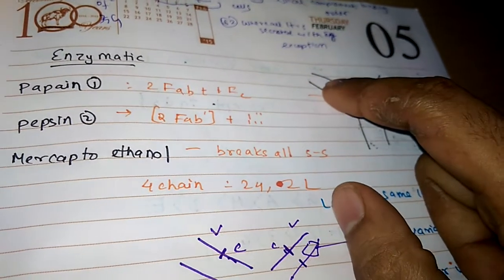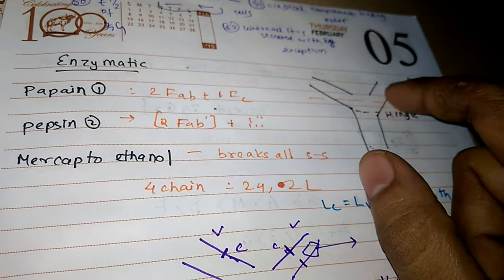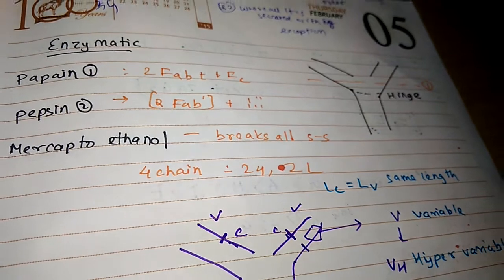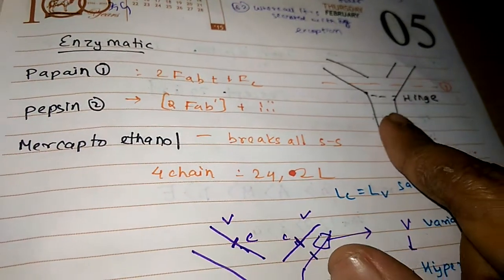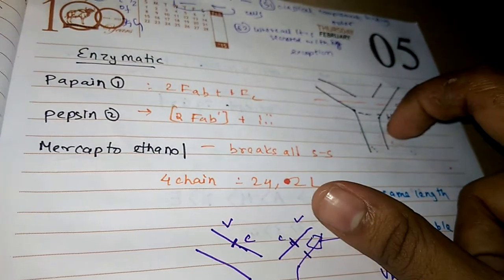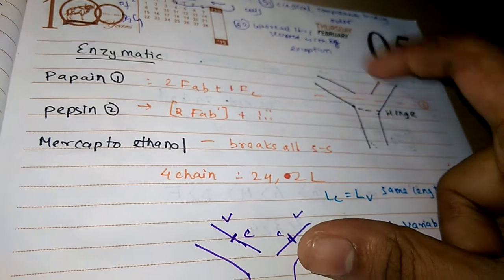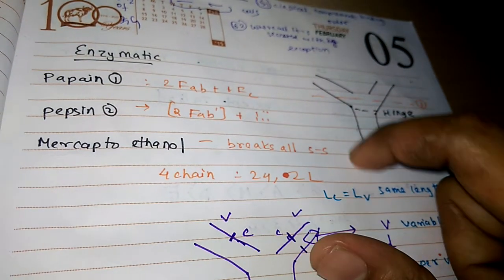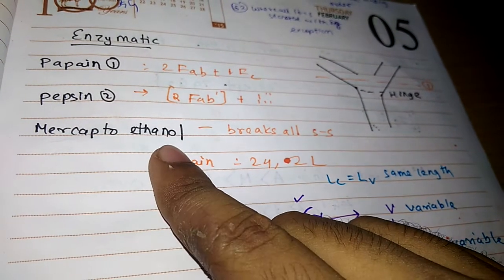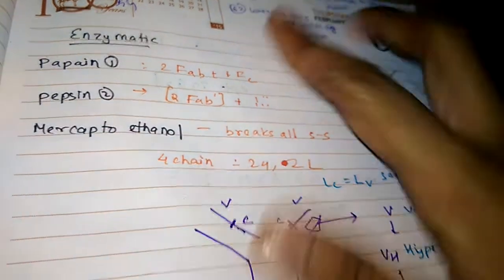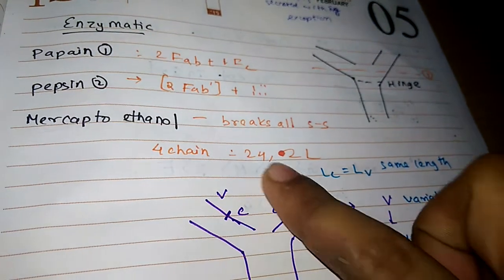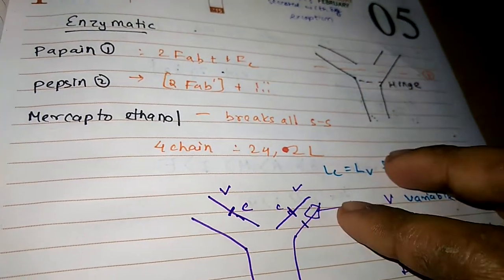FAB means fragment antigen binding, which combines with the antigen, and this is the fragment crystallizable containing the heavy chains, basically the constant part of the heavy chain. What pepsin does is that it cuts a bit below here, so we'll get a portion having the 2 FABs joined together, and the heavy chain portion is broken into small pieces. Next comes mercaptoethanol. It acts fully on the antibody, so the antibody gets broken down into 2 heavy chains and 2 light chains. It's fully broken down.